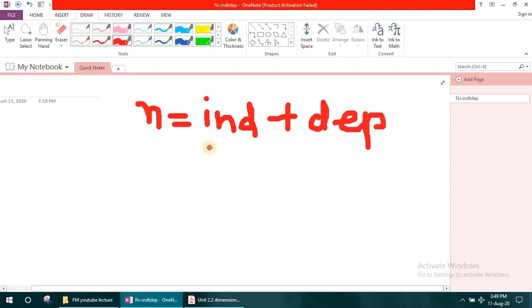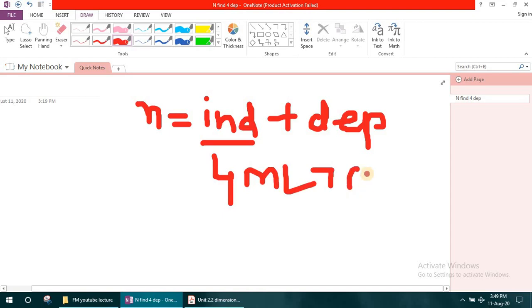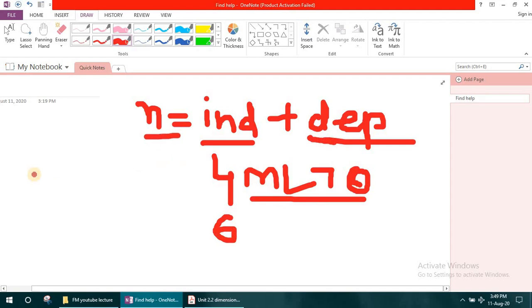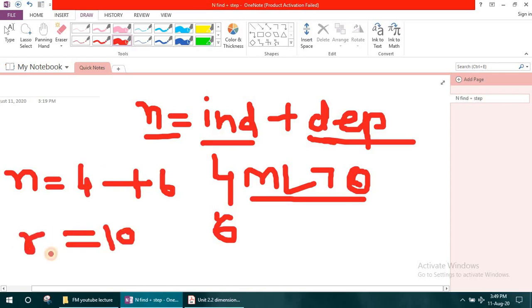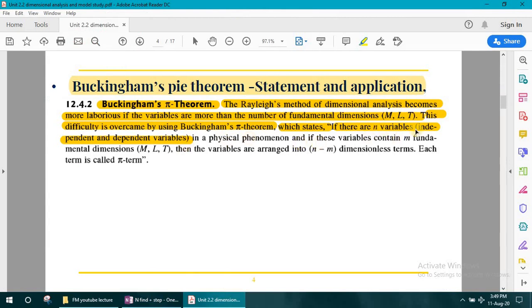So what is an independent variable? I told you that in fluid mechanics there are 4 independent variables, that is M, L, T and theta. So these are 4 independent variables, and there may be a number of dependent variables. Let's consider that there are 6 dependent variables. Then what is the value of n? Then n is equal to 4 plus 6, so finally it will be 10. So the value of n is equal to 10. So if any physical phenomenon consists of n number of variables in a physical phenomenon, right?